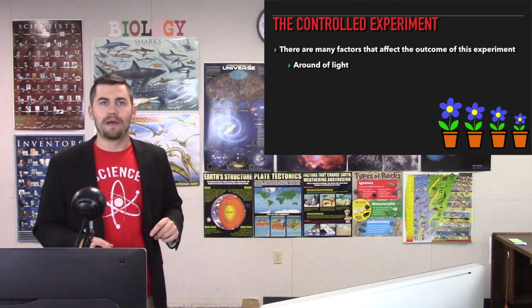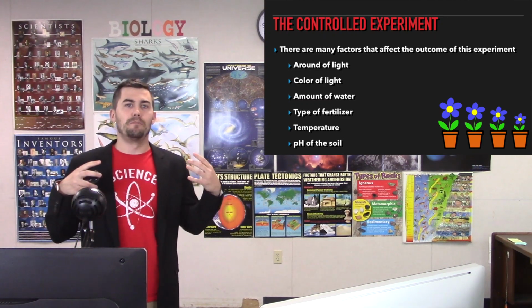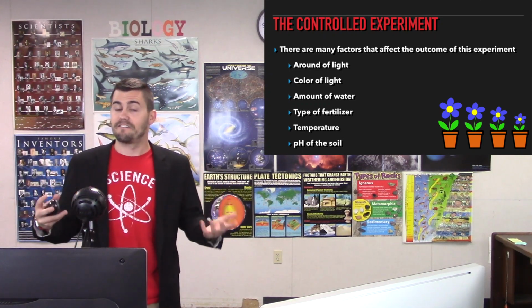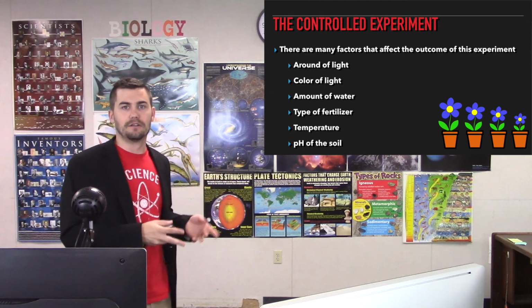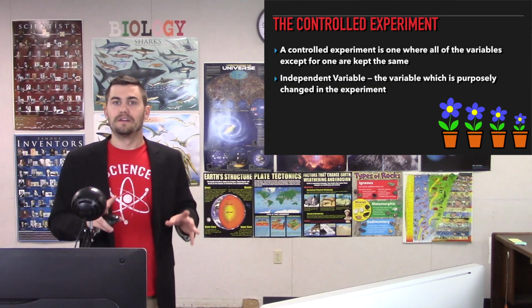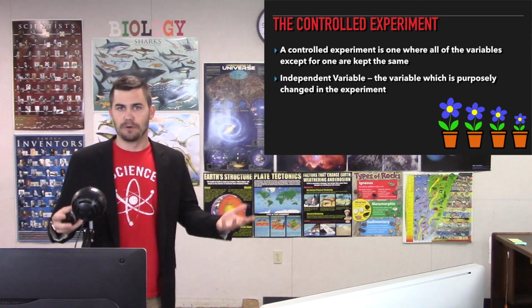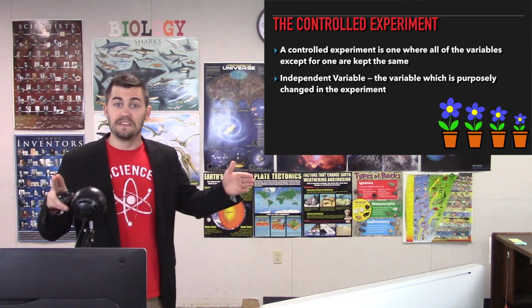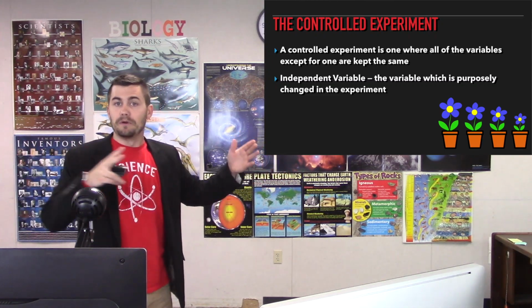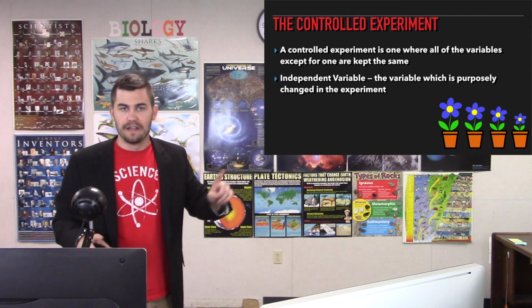So if we go back, we would only want to test one of these things. Maybe we want to know, which color of light produces the biggest, tallest flowers? Is it green light, red light, blue light, yellow light, white light, and so on? Well, that variable, the one that we change, is called the independent variable. It's purposely changed in the experiment. So we would have many different flowers, and we would grow each of them. All variables would be the same except for one.